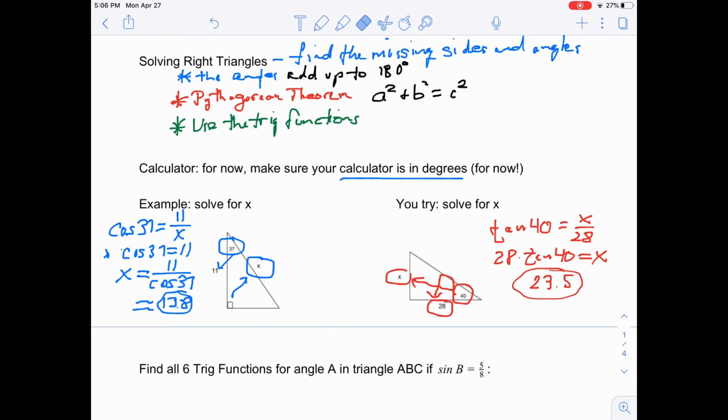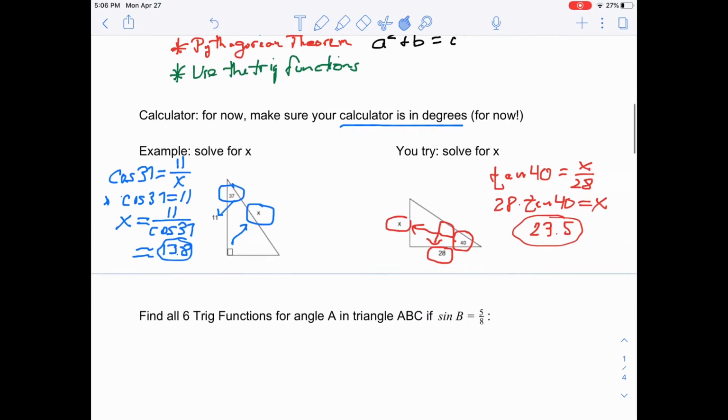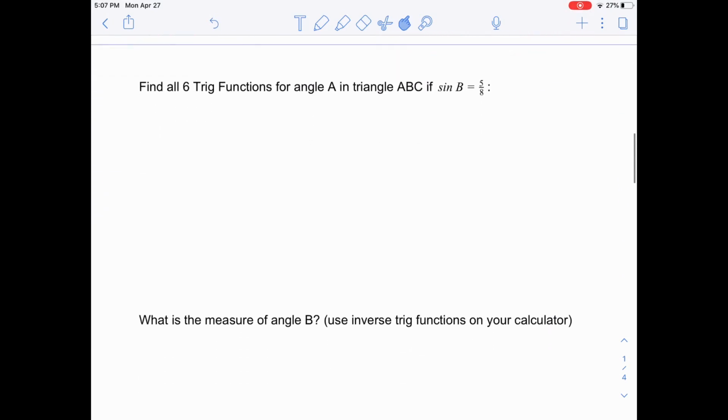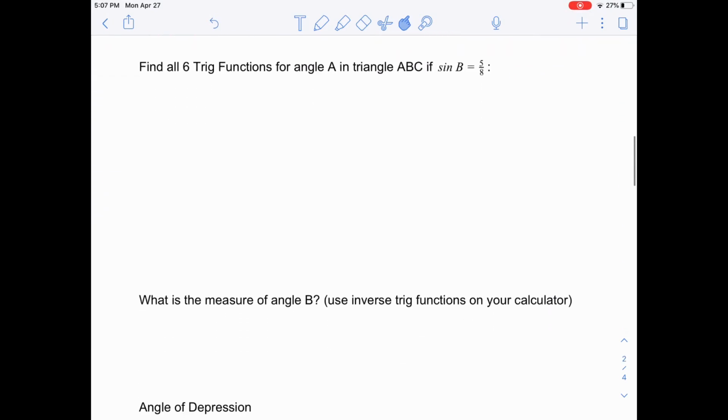Now this next one, what we're going to do is calculate all 6 trig functions if this is a given piece of information. If we know that sine of angle B is equal to 5/8, then we're going to use that information to find sine, cosine, tangent, and their reciprocals.